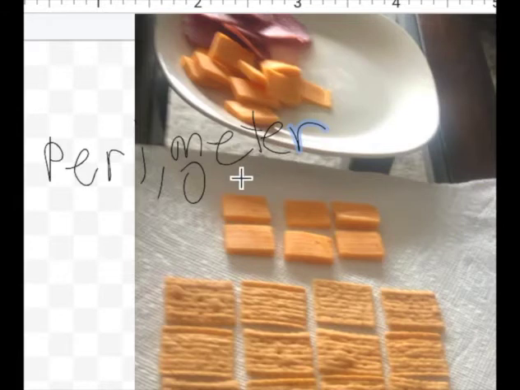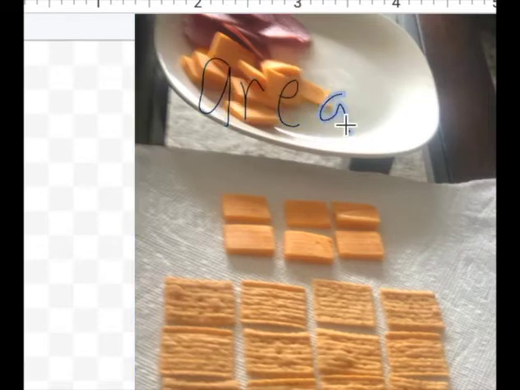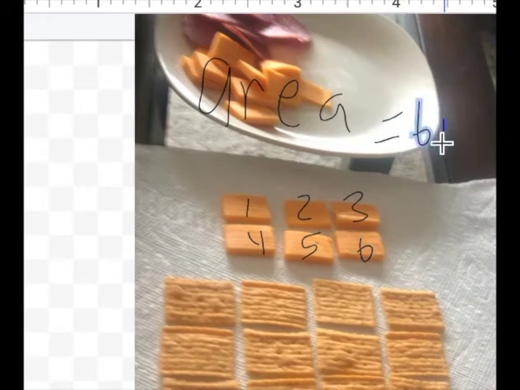Okay. And yet the area of my cheese shape, it's pretty obvious. There's one piece of cheese, 1 square, 2 squares, 3 squares, 4 squares, 5 squares, 6 squares. So the area of my cheese was 6 square units. Perimeter of 10, area of only 6 square units.